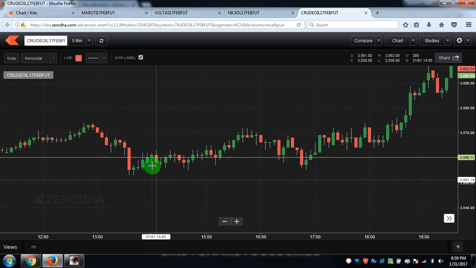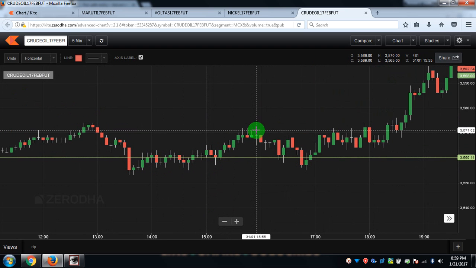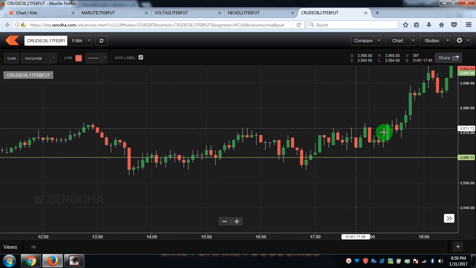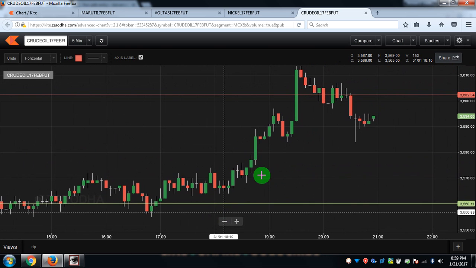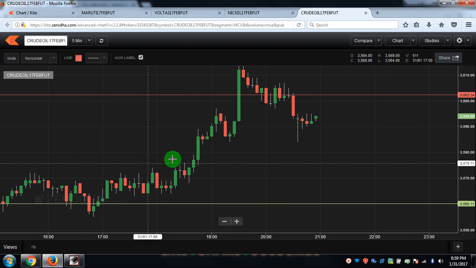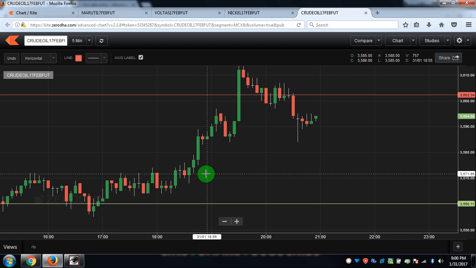After this candle it went up, and our stop loss, somewhere near the downside, was not triggered. You can see it continued to go up. So these were the calculations in crude oil on the buy call. We had a target of 3587 at these levels. So here the target was achieved in crude oil.